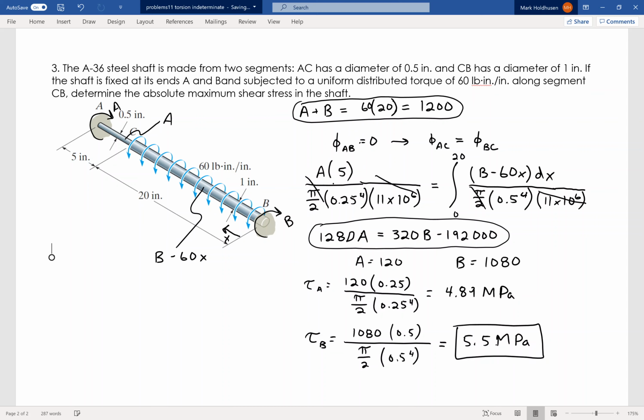So with this one, you do the statics, you do the compatibility equation, and you have to do a little calculus because of the distributed load. Once I get that equation, then I have A and B. From that, I can figure out where the maximum torques are in each segment to find the maximum shear stress, TC over J, recognizing that at A and then at B is where my maximum is occurring, using those torques to find the maximum shear stress.